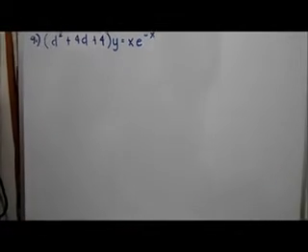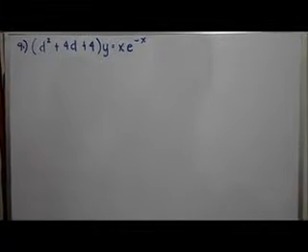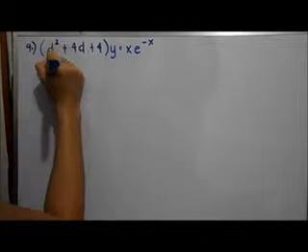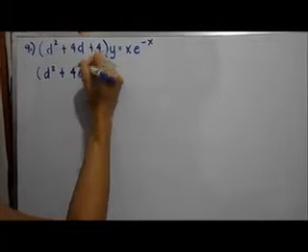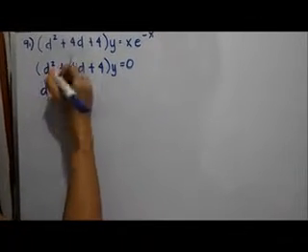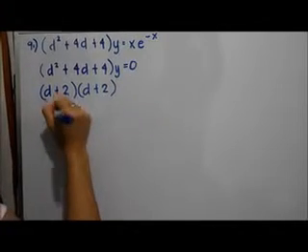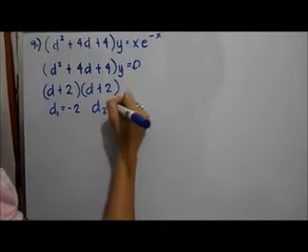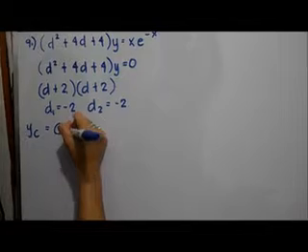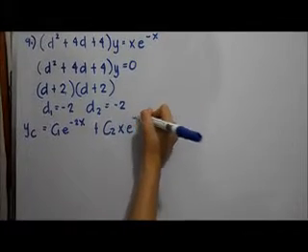Our first given equation is from page 106, which is number 9. D squared plus 4D plus 4 times y is equal to x e to negative x. First, let's find yc by solving D squared plus 4D plus 4y is equal to 0. And the factors are D plus 2, D plus 2, where D1 is equal to negative 2 and D2 is equal to negative 2. So yc is equal to c1 e to the negative 2x plus c2 x e to the negative 2x.